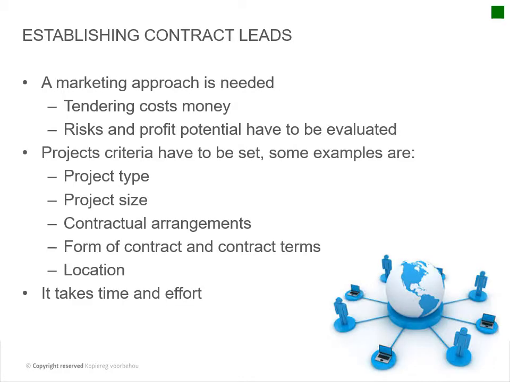So, establishing your contract lead. Cook and Williams just highlights a couple of things that you need to have a look at. So you've got your marketing approach. How are you going to approach your marketing? While taking that into account, you have to remember that tendering costs money. Your tender documents usually entail buying the tender document from whoever sets out the tender. And then you have to assess the risks and profit potential on each project. Is the effort worthwhile putting in a tender, getting the tender documentation?